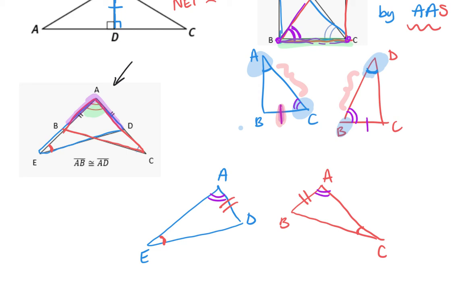So again, I've got these two triangles that are congruent to each other. Triangle ADE. And remember, the order does matter. Triangle ADE would be congruent to triangle ABC.